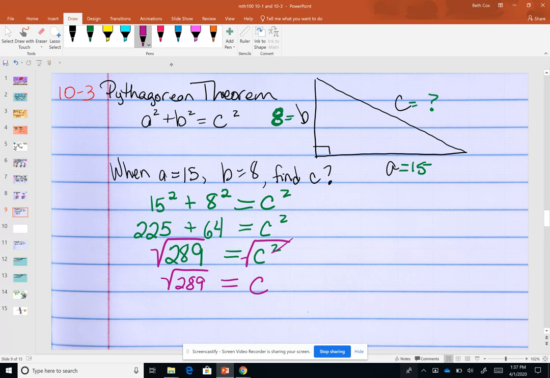All right, so now some of you know what it is. You can pull out your calculator and get it done. But this is 17 times 17. And so that's it. So this gets out of the house and nothing else is left. And so C is 17.